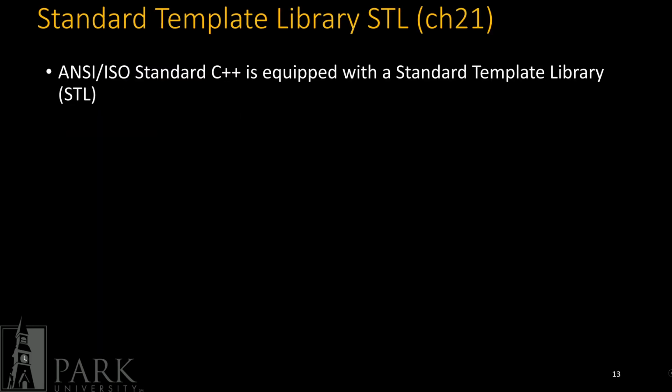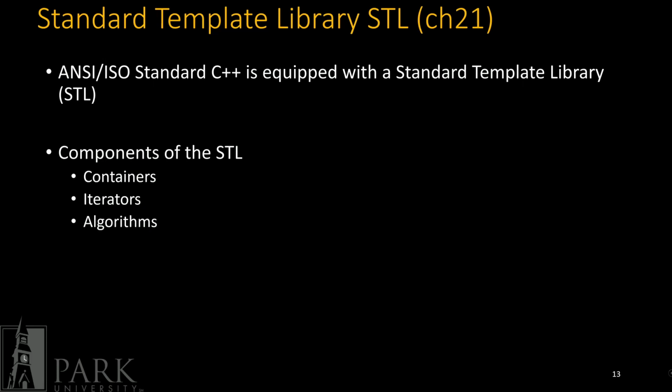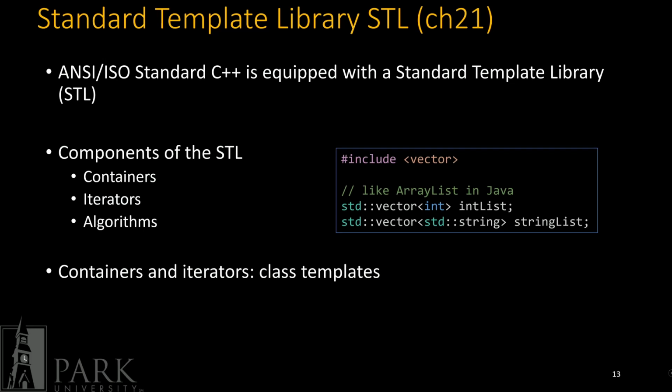Now that you have an understanding of how template functions work, we can discuss the C++ Standard Template Library, or the STL. This library defines container classes, iterator classes, and some commonly used algorithms. The container and iterator classes are class templates, and while we didn't go into these directly, they're virtually identical to function templates, except that they use classes instead of functions. An example of a container would be the vector class.